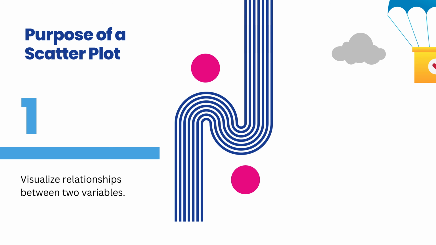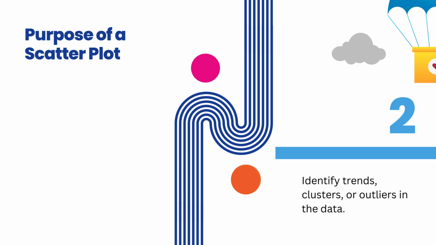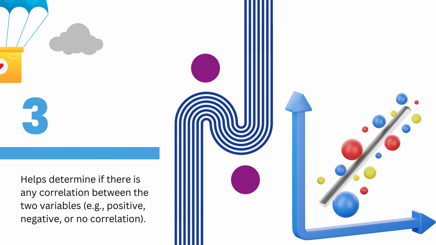Purpose of a scatter plot: 1. Visualize relationships between two variables to identify trends, clusters, or outliers in the data. 3. Helps determine if there is any correlation between the two variables, for example positive, negative, or no correlation.